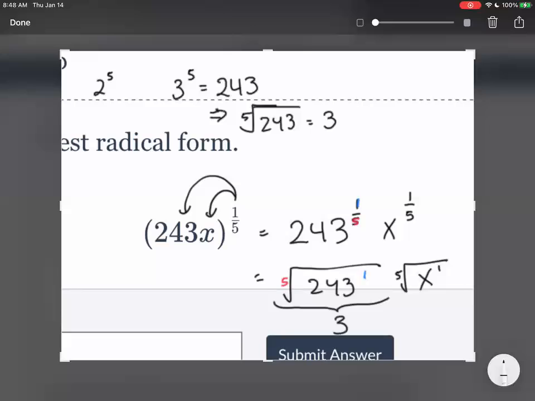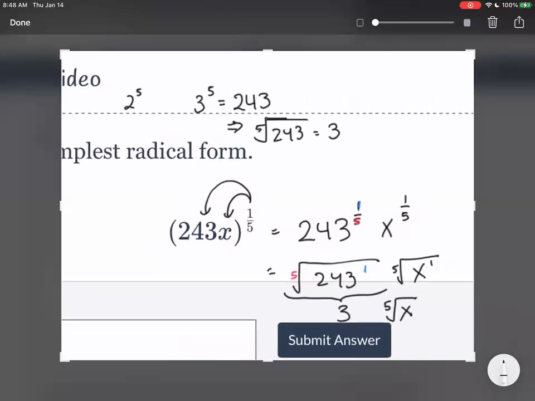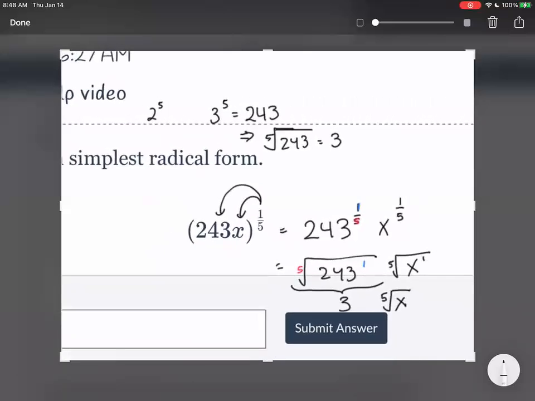So we just simplified that entire left piece to 3, and then this is multiplied by the 5th root of x. So our final answer is 3 times the 5th root of x, just like that.